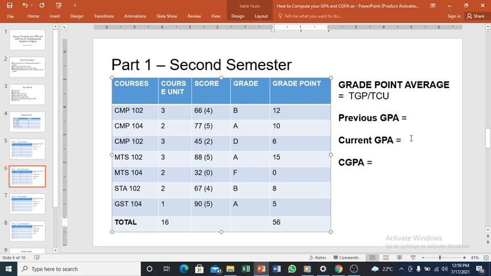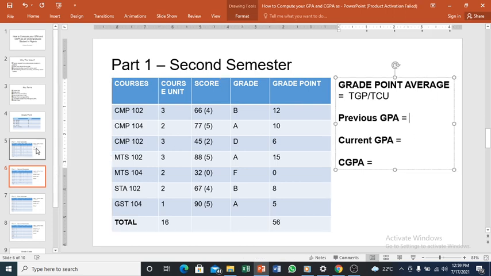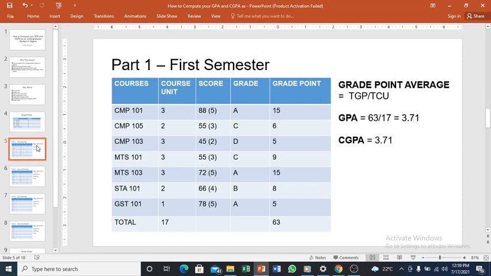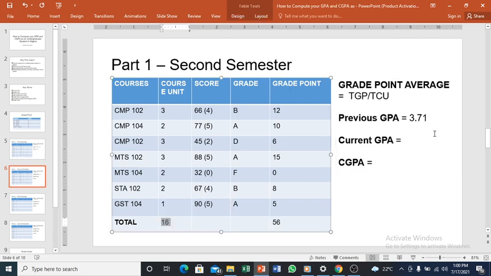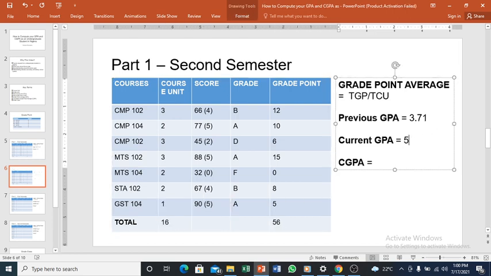So now, what was the previous GPA? Let's go back to the first semester. The previous GPA of that student is 3.71. So what's the current GPA? Like you know, total grade point divided by total course unit. So we have 56 divided by 16, which equals 3.50. So that means for the current semester, the student had a 3.50. Previously, the student had 3.71.